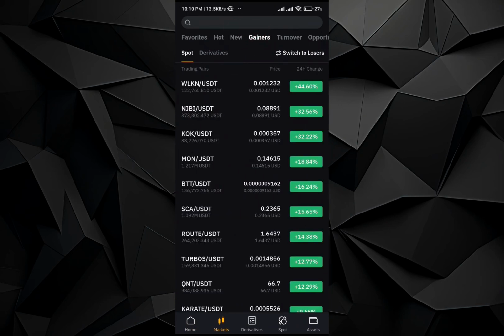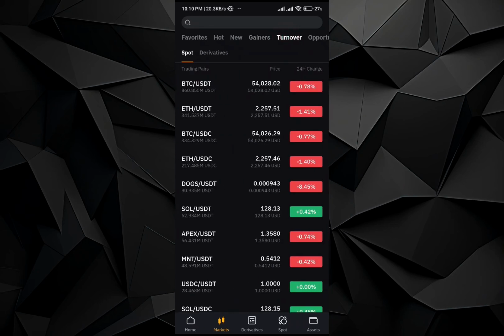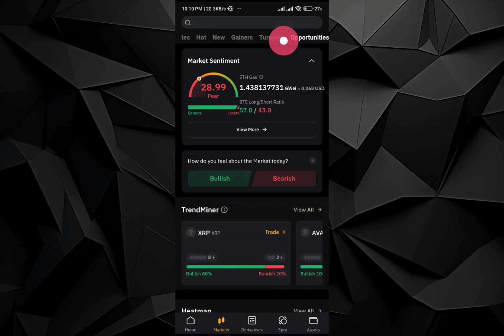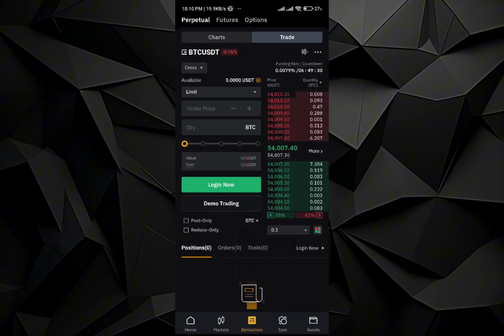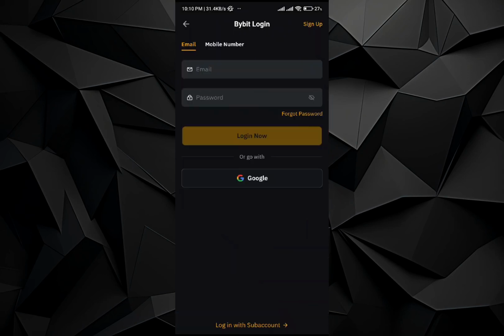you own. There are two different sorts of trading in Bybit. One is exchange and the second one is web3. In exchange you can buy different sorts of cryptocurrencies, and in web3 you can buy the things that are available in web3, for example NFTs and other things. So after that there comes derivatives.